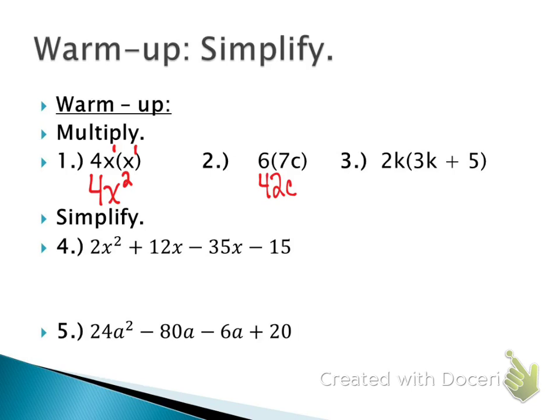All right, on number 3, it's a little bit different. What are we going to have to do on 3? Distribute. So that 2k is distributed to both the 3k and the 5. 2k times 3k. 6k squared. If they both have a k, it becomes 6k squared. What sign should go in the middle? A plus. They're both positive, so none of the signs are changing. 2k times 5. 10k. Don't drop off that k.